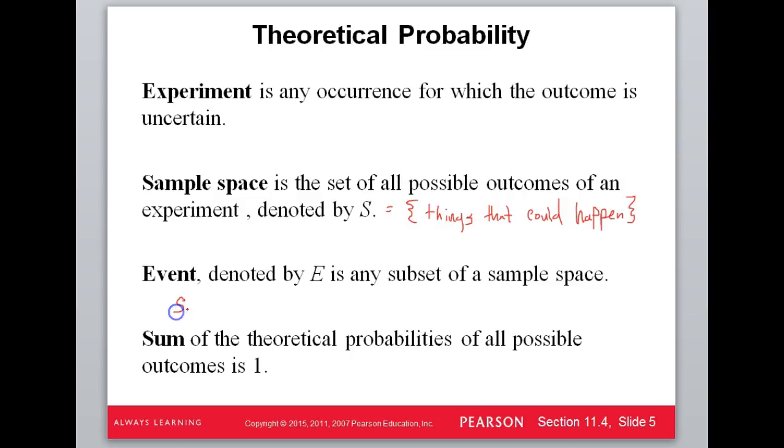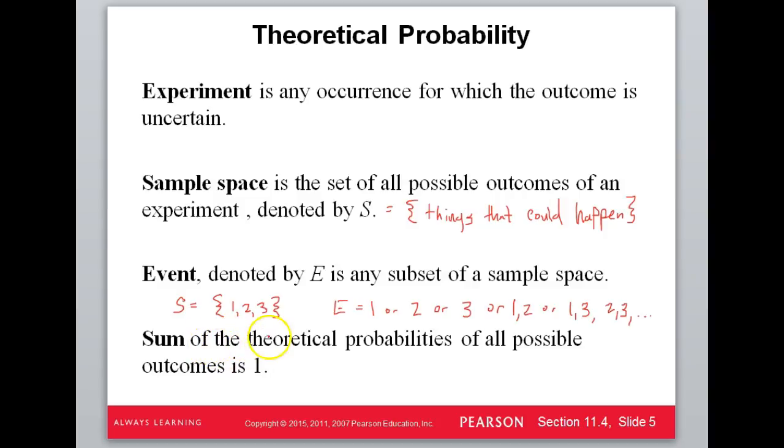So if S was 1, 2, 3, something like that, then one possible value for E could be 1 or 2 or 3. It could be any one of the things that could happen. And it could also be more than one thing. It could be 1 and 2, or 1 and 3, or 2 and 3, and so on. It could be any combination, any subset of the sample space. It could even be none of the possible outcomes. None is a possible outcome.